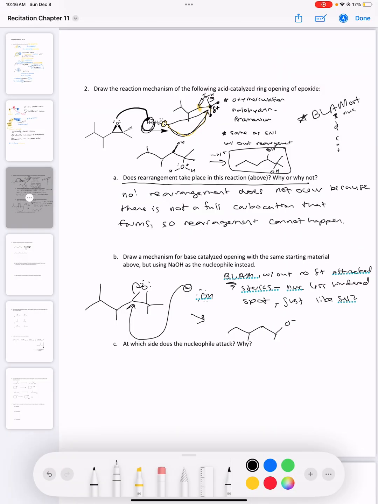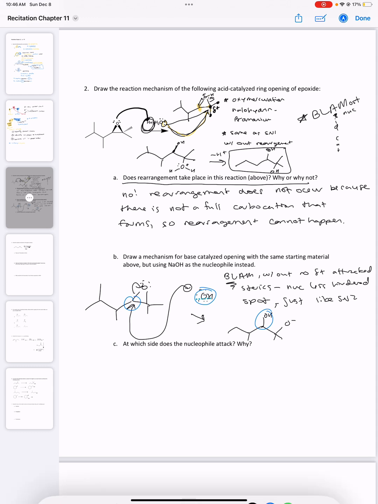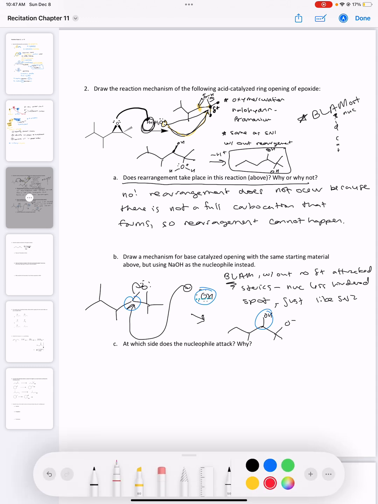It will act as a good nucleophile here or a good leaving group here, because it just wants to break the strain of that ring if possible. So your O- here attacked right here, and it became this. And then your leaving group is right here, and it's here.